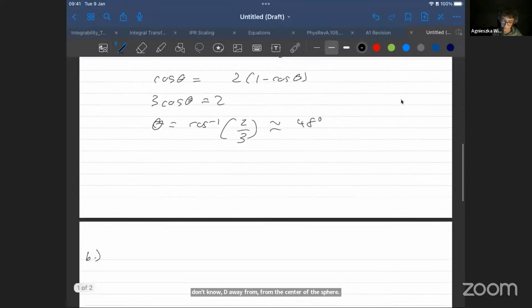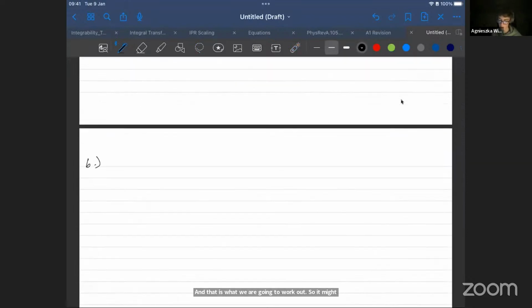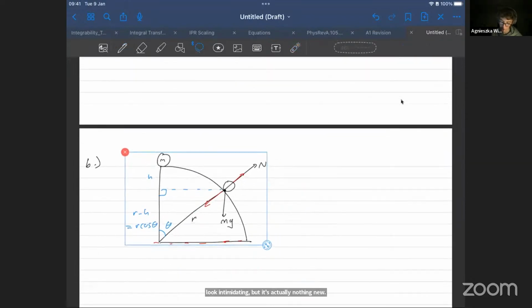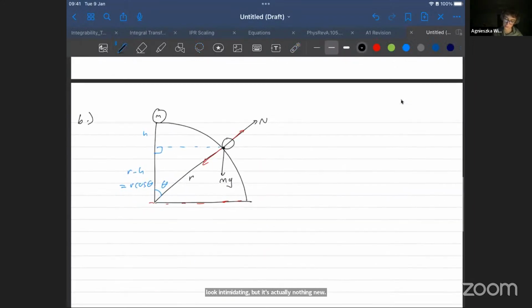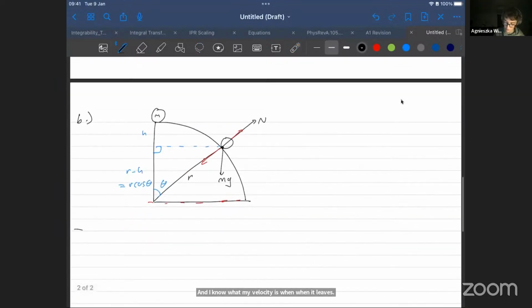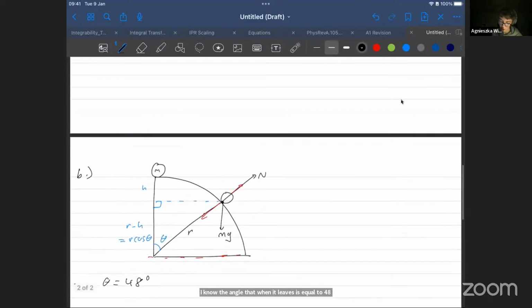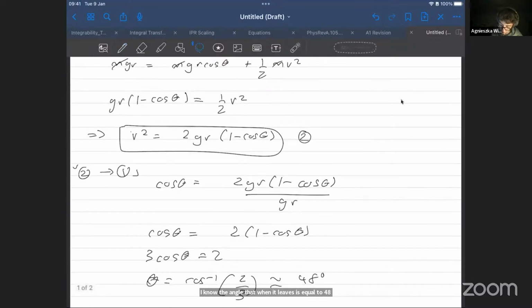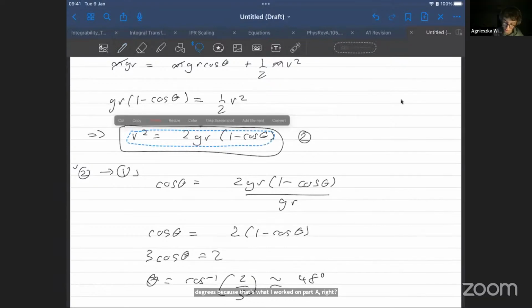So it might look intimidating, but it's actually nothing new, no different work than you've been doing in your regular SUVAT equations. So this is the equation, and I know what my velocity is when it leaves. Sorry, I don't know my velocity yet. I know the angle when it leaves is equal to 48 degrees, because that's what I worked out in part A.